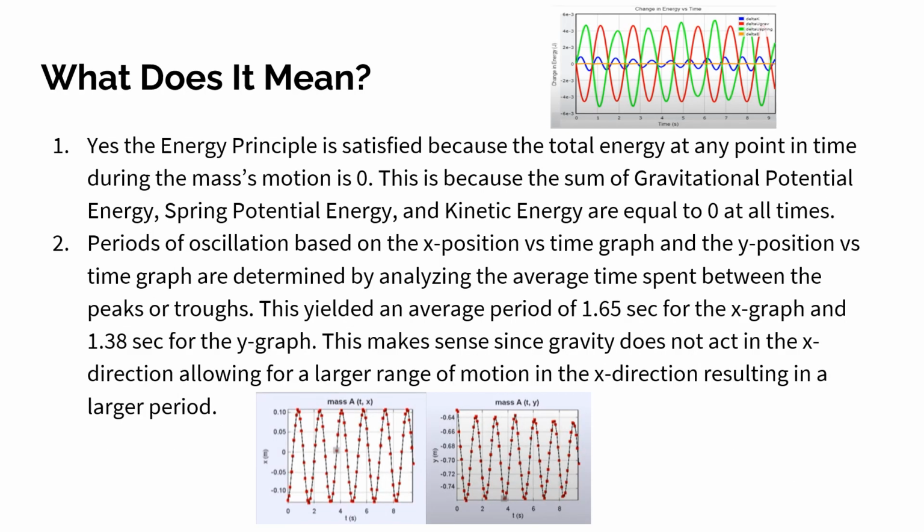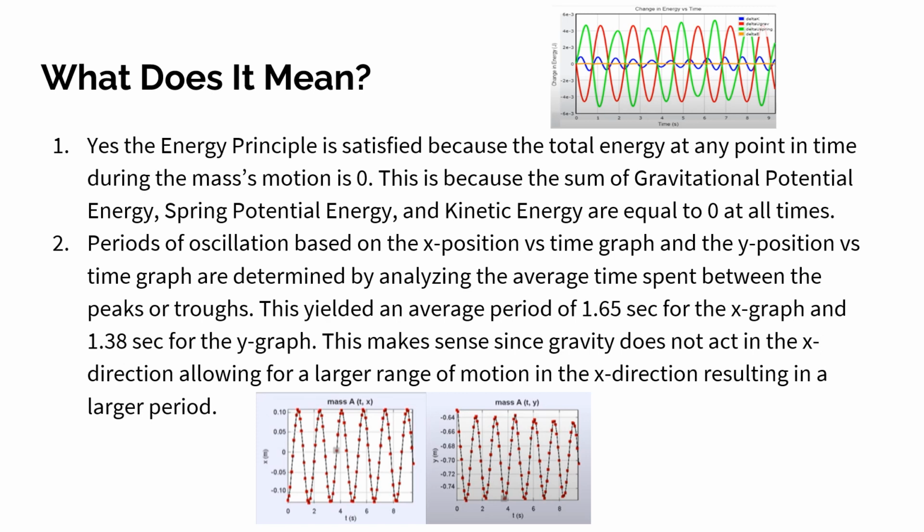What does it mean 1? Yes, the energy principle is satisfied because the total energy at any point in time during the mass's motion is 0. This is because the sum of gravitational potential energy, spring potential energy, and kinetic energy are equal to 0 at all times. What does it mean 2?